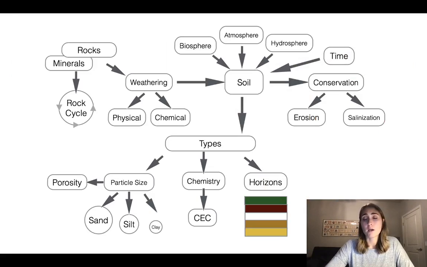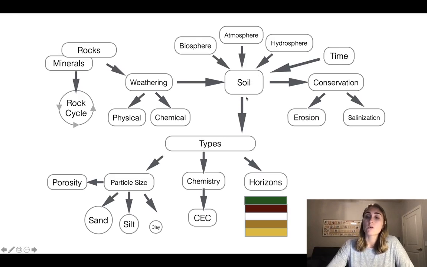So this is just kind of a roadmap of where we're heading for this unit. So we said we start with rocks and minerals within rocks, and we get those from the rock cycle. This may be something that we review in class together, although it would be just that review. Those rocks then undergo weathering, either physical or chemical, or they may undergo erosion, and that, coupled with the biosphere, the atmosphere, the hydrosphere, and time, are going to lead to the formation of soil. We are going to talk about conservation of soil, salinization, and erosion even further when we get, again, to our agricultural unit. We touched on it a little bit, but more to come.